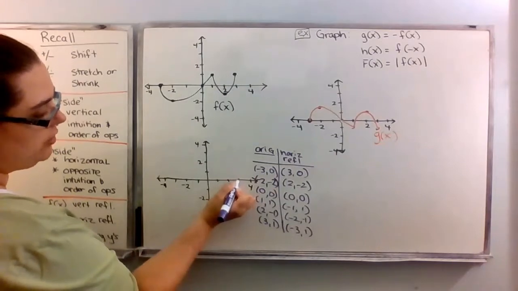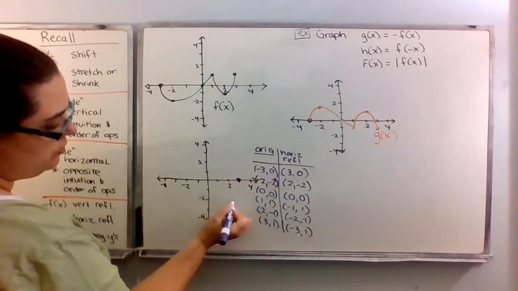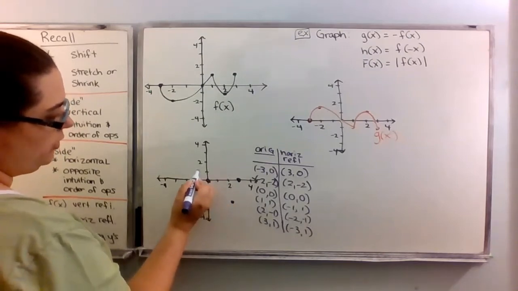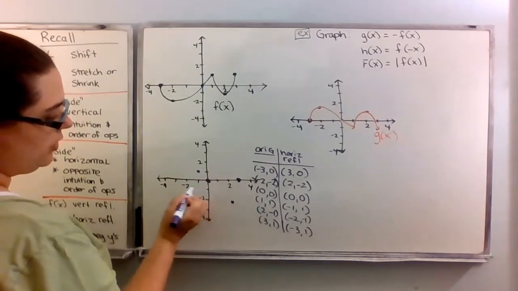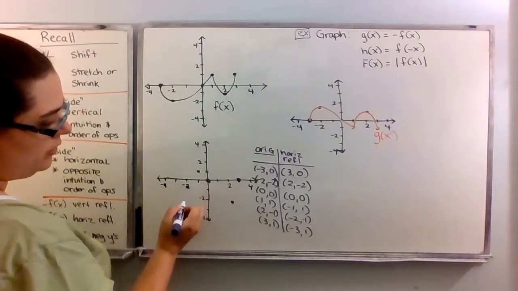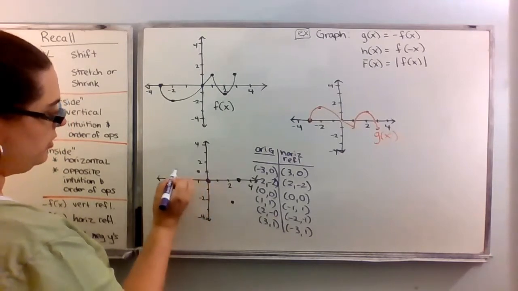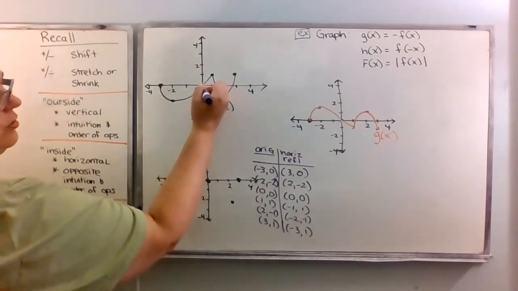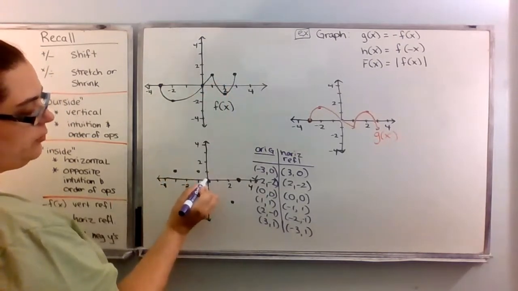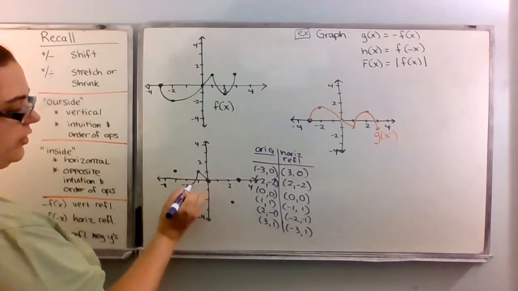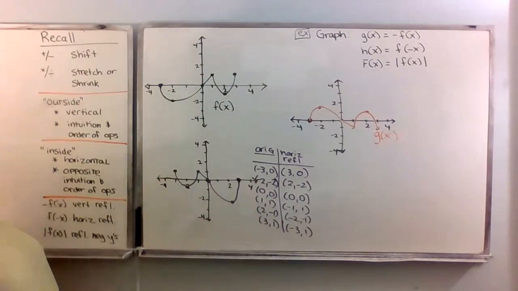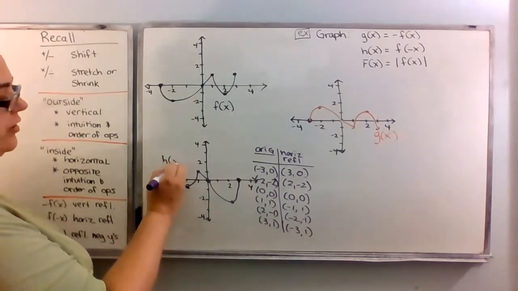So here's my 3, 0, 2, -2, 0, 0, -1, 1, -2, -1, and then -3, 1. Now I know that these two pieces close together are going to be the straight line component, and the rest of it is curvy. And that's our function h of x.